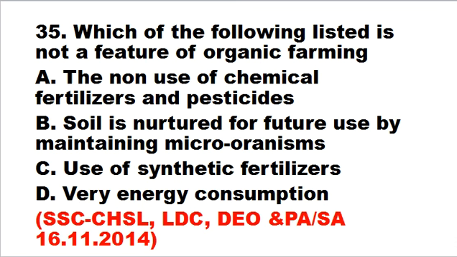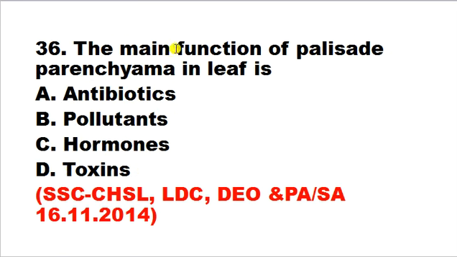Which of the following listed is not a feature of organic farming? The non-use of chemical fertilizer and pesticides. Soil is nurtured for future use by maintaining microorganism. Use of synthetic fertilizers, very energy consumption. So A, B, D are correct, but C is incorrect. Use of synthetic fertilizers, that means organic farming doesn't rely on use of synthetic fertilizers.